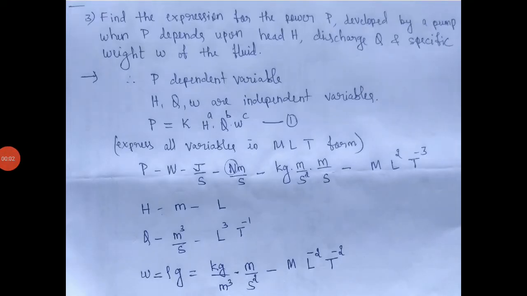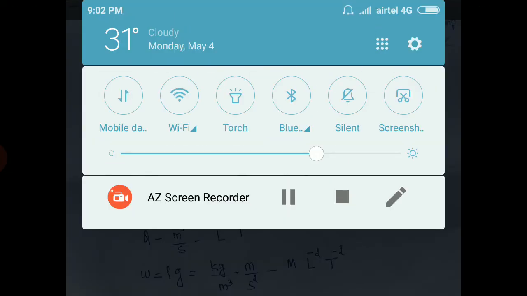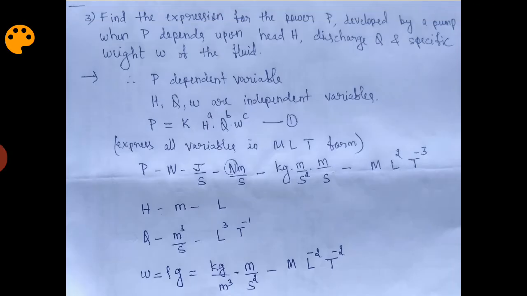Hello students, let's take another example, that is problem number 3 on Rayleigh's method. Here we have 4 variables, out of which one is a dependent variable and the other 3 are independent variables. So we'll take up a problem and first try to identify the dependent variable term and the independent variable terms. Okay, so let's read the problem.